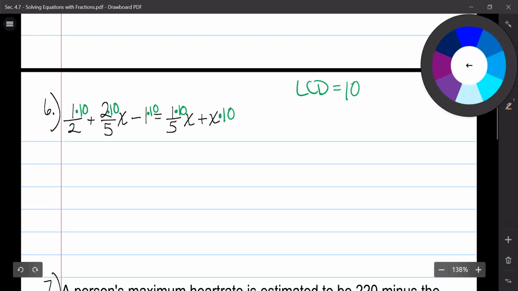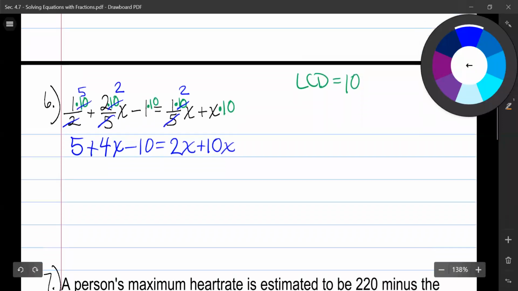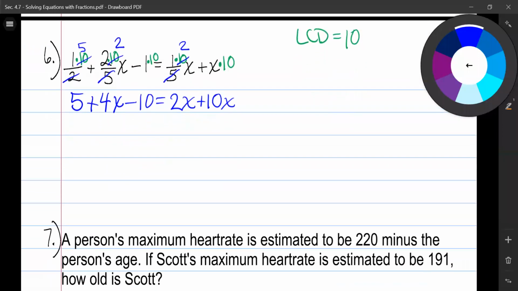Okay. So 2 goes into 10 5 times. 1 times 5 would be 5. And then 5 goes into 10 2 times, and 2 times 2 is 4. So that's plus 4x minus 1 times 10 is 10 equals 5 goes into 10 2 times. 1 times 2 is 2, so that's 2x plus, and then x times 10 is 10x. So we've got 5 plus 4x minus 10 equals 2x plus 10x.